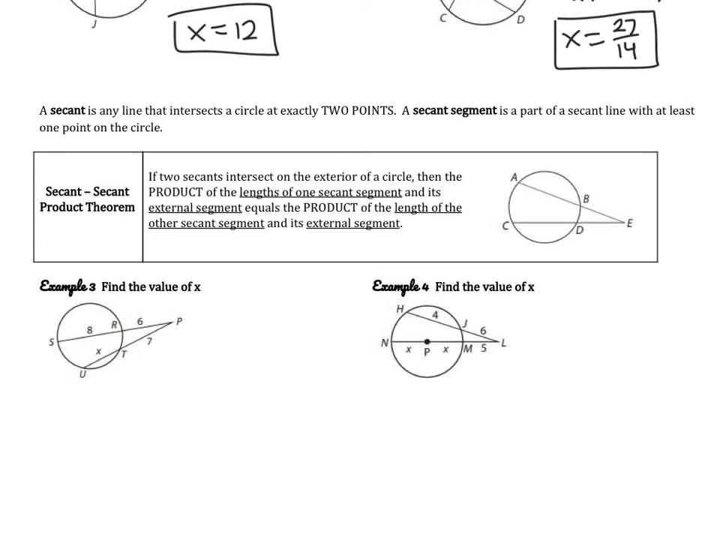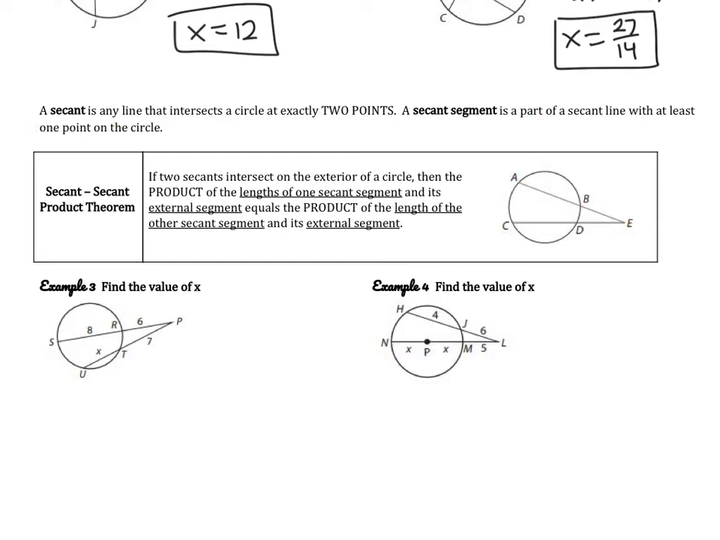Okay, so now we're going to learn about a new type of segment called a secant. A secant is any line that intersects a circle at exactly 2 points. So it's 2 points instead of 1 point like a tangent. A secant segment is a part of a secant line with at least 1 point on the circle.